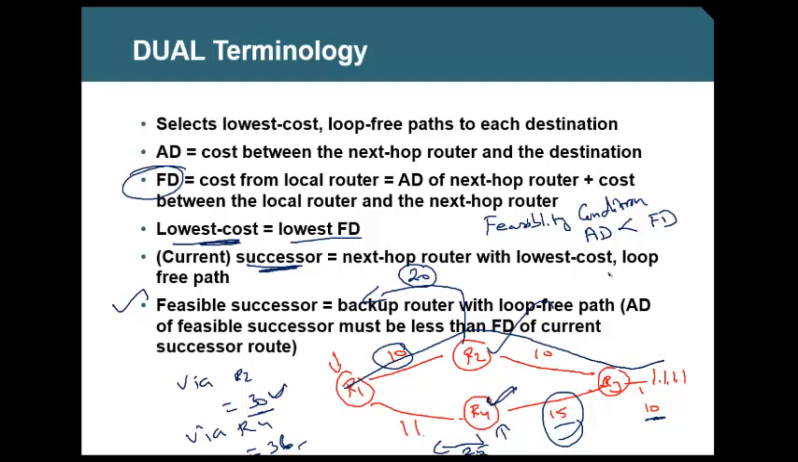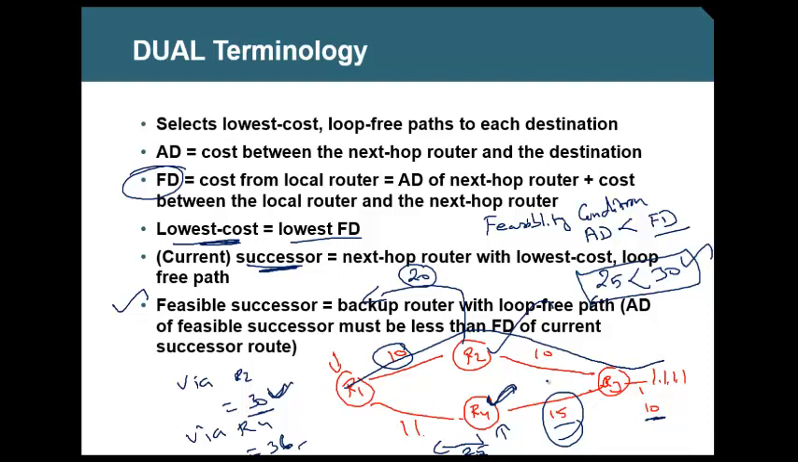Is 25 less than the feasible distance? What is the current feasible distance? 30. Yes, it is true. Only if this condition is true, this becomes a qualified backup path. It will not be seen in the routing table, but it will be seen in the topology table.